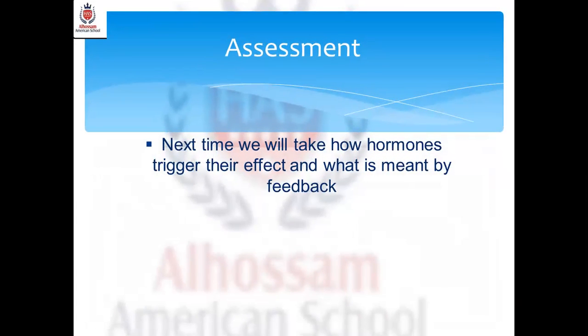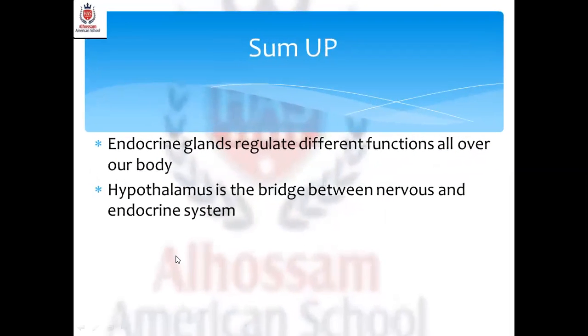Next time, inshallah, we will take how hormones trigger their effect and what is meant by feedback. But I need you to summarize the previous part, endocrine gland, for me. If you write the words endocrine gland, it will be equal. Write in words: equal glands, equal hormones, equal adequate blood glucose level. Give it to me in points, just words. See you next time, inshallah.